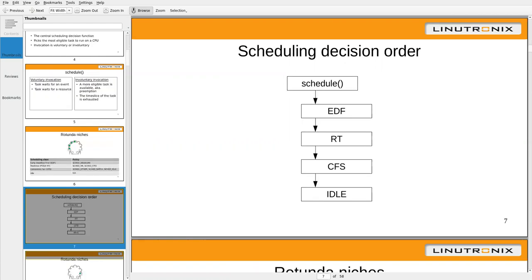And here you can see the scheduling decision order. When schedule is invoked, the scheduler just looks at the scheduling classes involved in that order: EDF, RT, CFS, and idle, and wherever a runnable task is available, it picks it out and breaks out of that decision function.